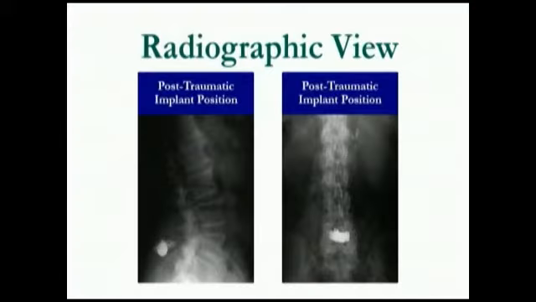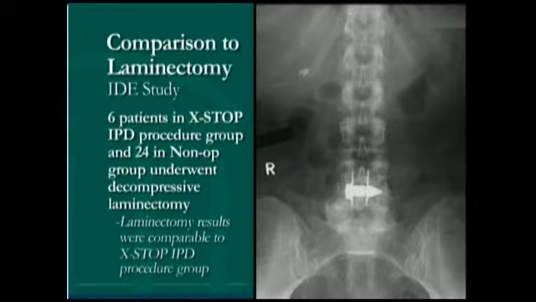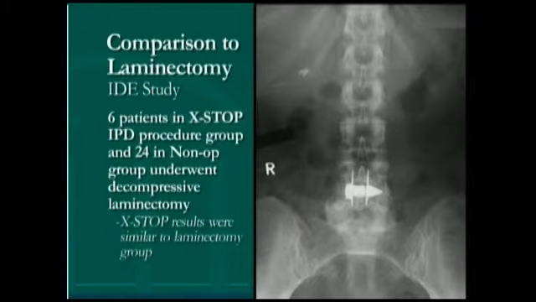Like any device, however, problems can occur. Here's an X-ray of an X-stop which has migrated posteriorly after a fall. The good thing about the X-stop is, when it does fail, it moves backwards away from the neurological elements and does not lead to any paralysis. An IDE study comparing the X-stop to conventional laminectomy showed that the X-stop results were similar to the laminectomy group. The X-ray on the right shows the X-stop in its proper position.